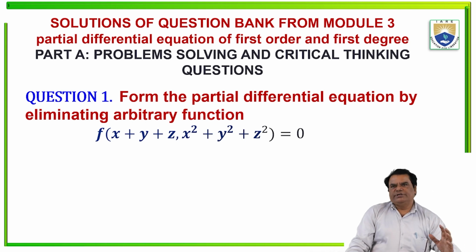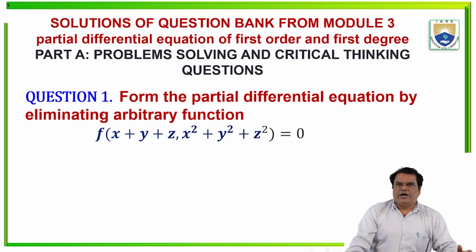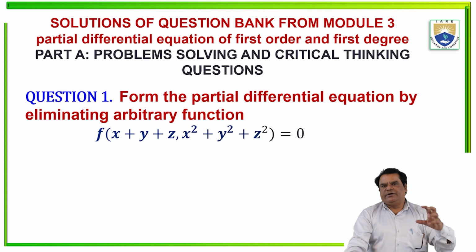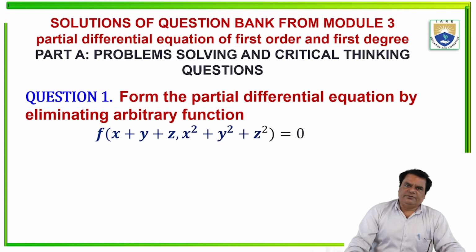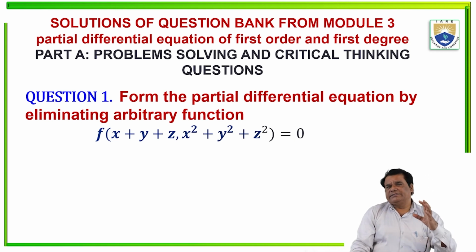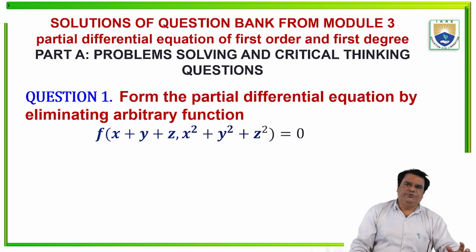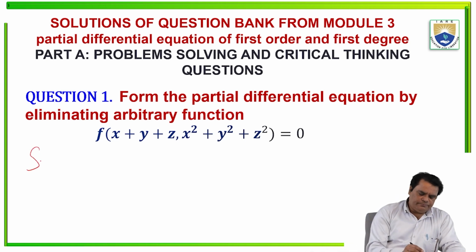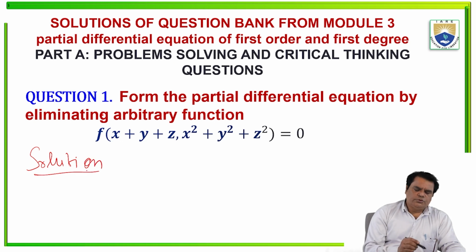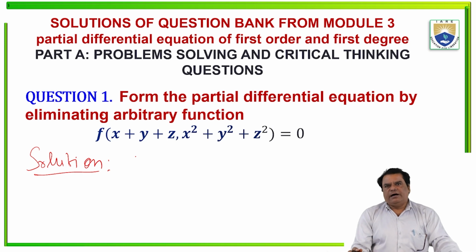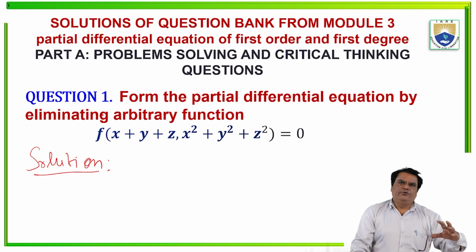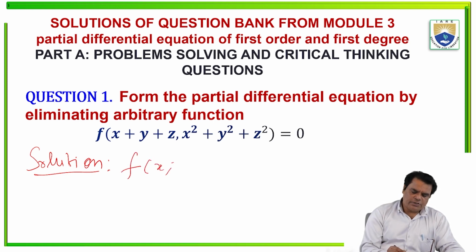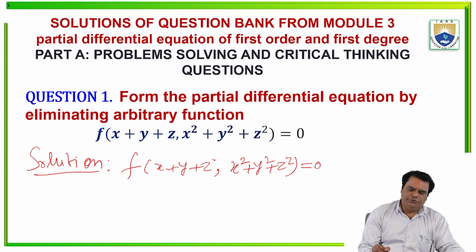This question is based on the formation of a partial differential equation. So basically, first of all, I want to discuss what a partial differential equation is. It is necessary to discuss partial differential equations in this question. A function is given in our question, and we want to form a partial differential equation after eliminating the function. The function is f(x plus y plus z, x square plus y square plus z square) equal to 0. This is equation 1.